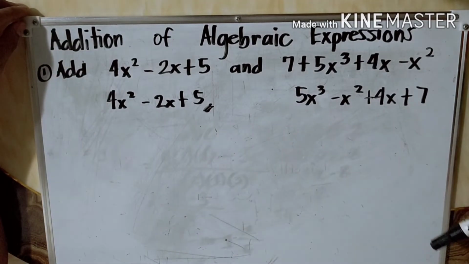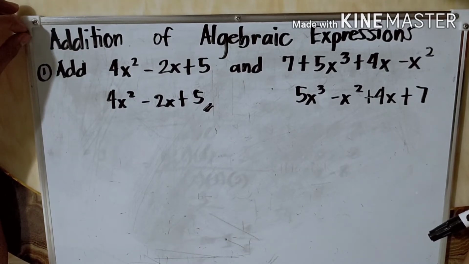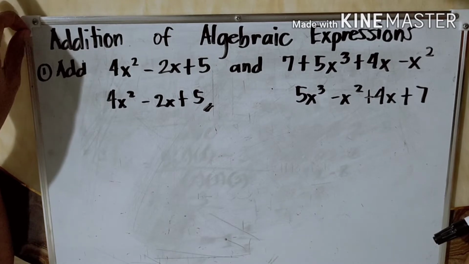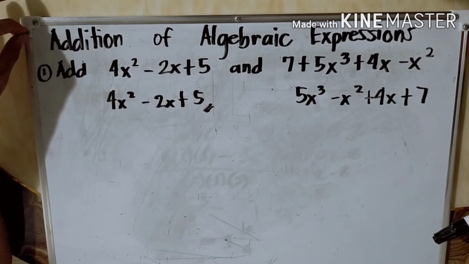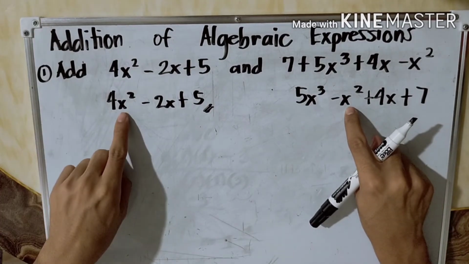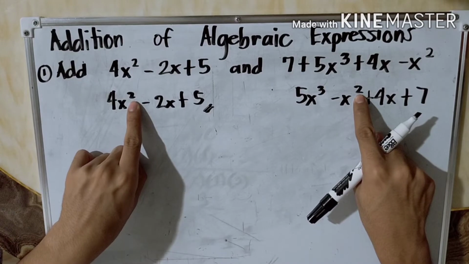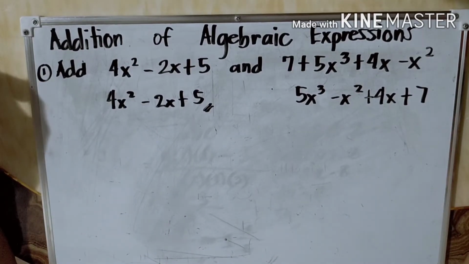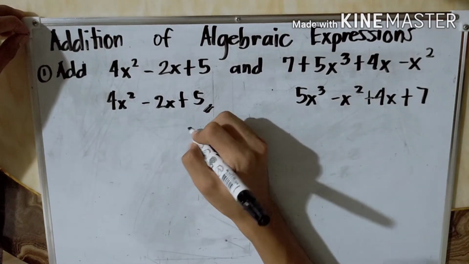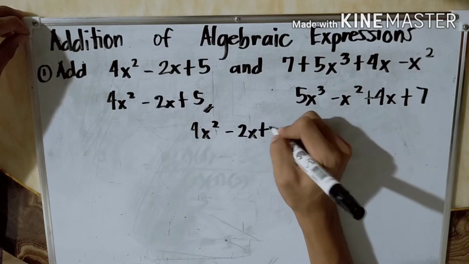Now that we arrange the following, ang step 2 natin is to group like terms. I-group natin yung mga terms which are similar. Ano pag sinabing similar? Pag similar terms, sila yung mga terms na merong same variable and same exponent of the variable. So, i-group natin. So, pag nag-add tayo, try natin yung vertical method muna. Isulat lang natin 4x squared minus 2x plus 5.